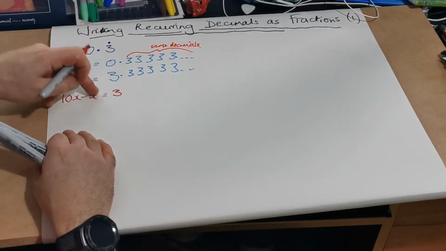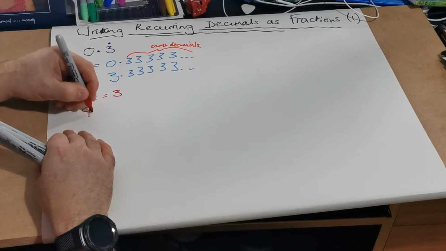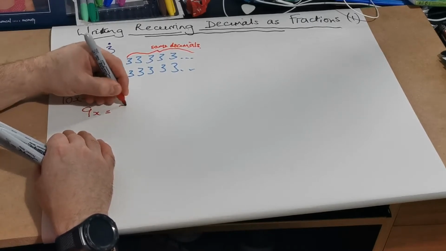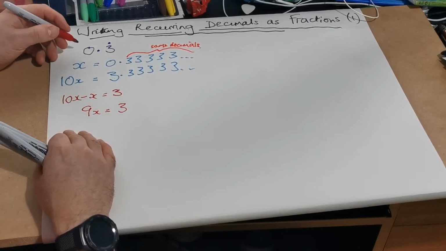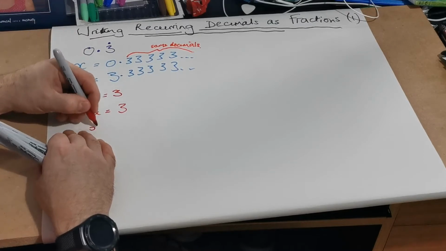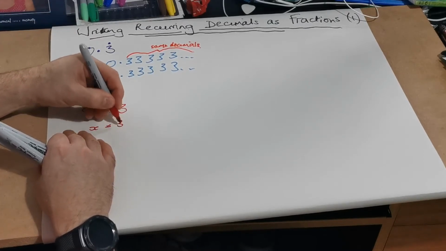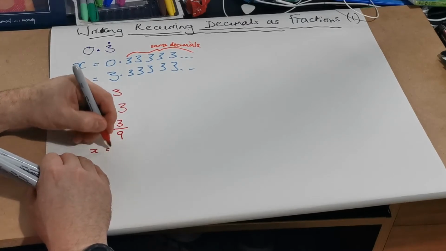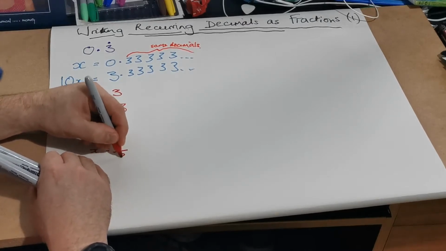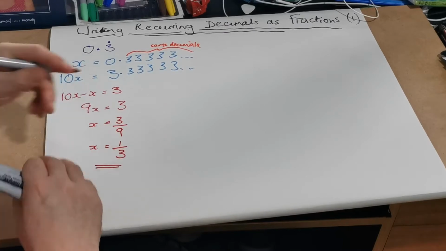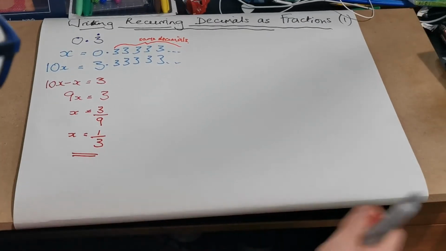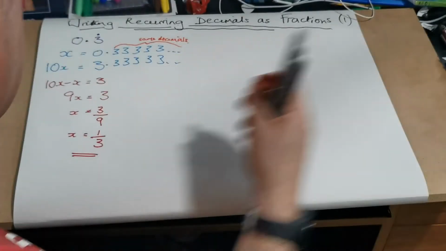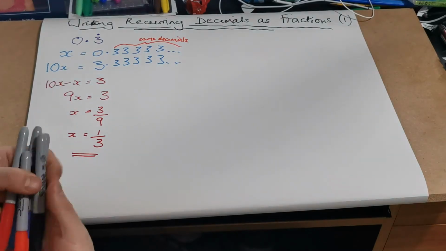And 10x take away 1x gives me 9x is 3. And if I divide both sides by 9, I get x is equal to 3/9, which is equal to 1/3. Now, I can do similar with other ones.